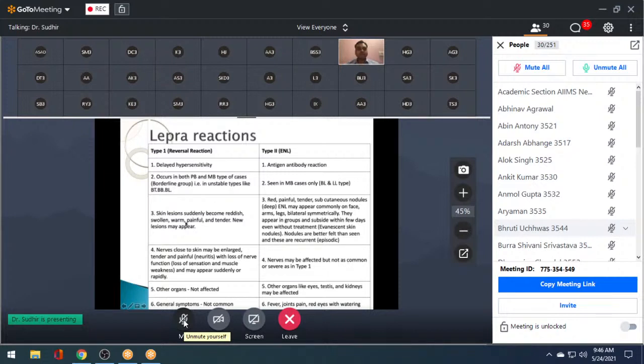And don't use these terms borderline, lepromatous. All these are not used nowadays. Only these 2 terms are used, paucibacillary and multibacillary, nowadays.